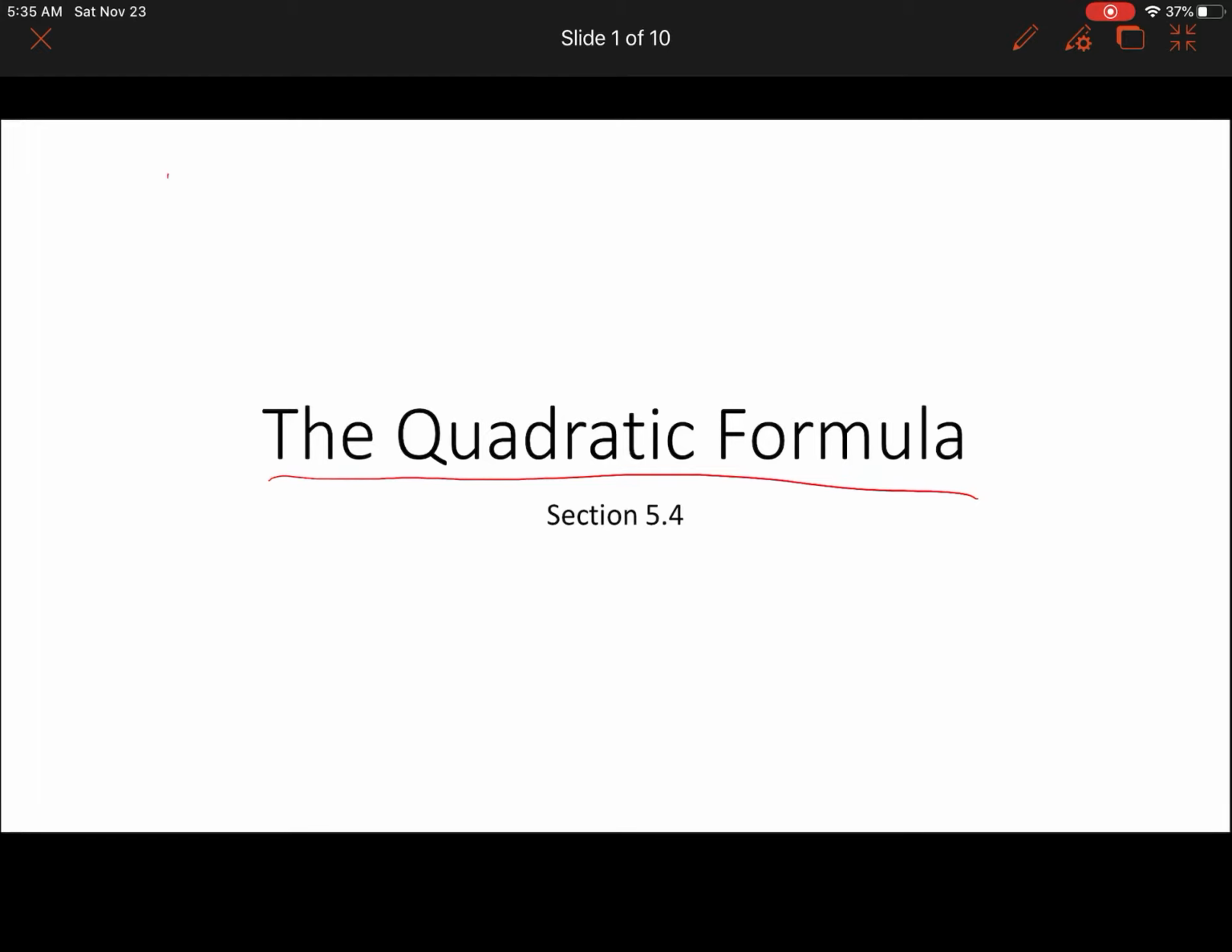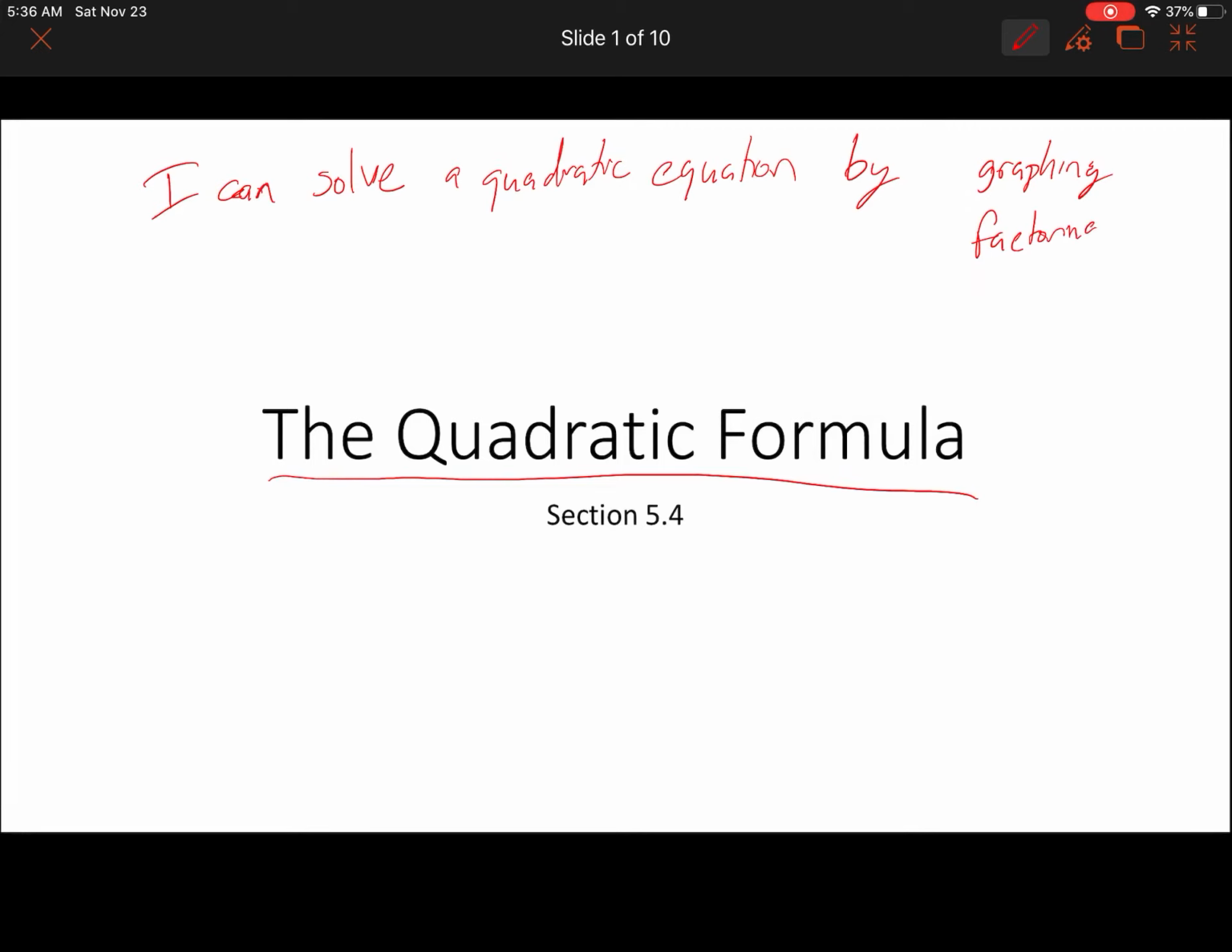Quadratic formula. Prior to this, we learned how to solve a quadratic equation by graphing, and we did factoring, but today, by using the quadratic formula. And that's what we'll be learning today. Okay.